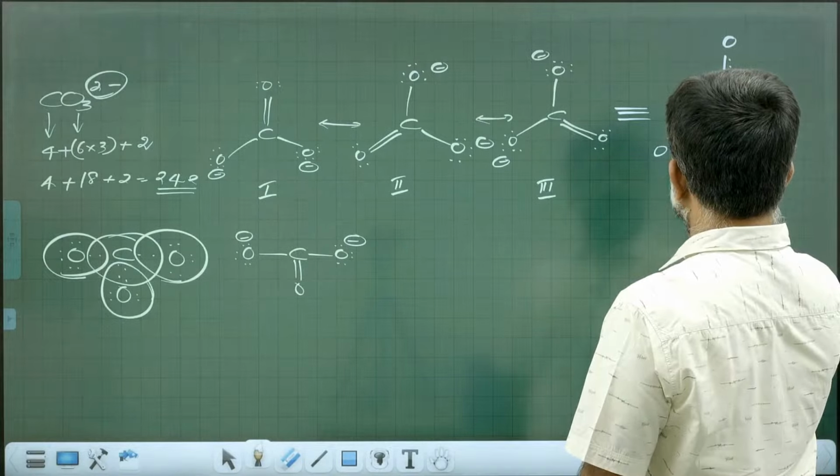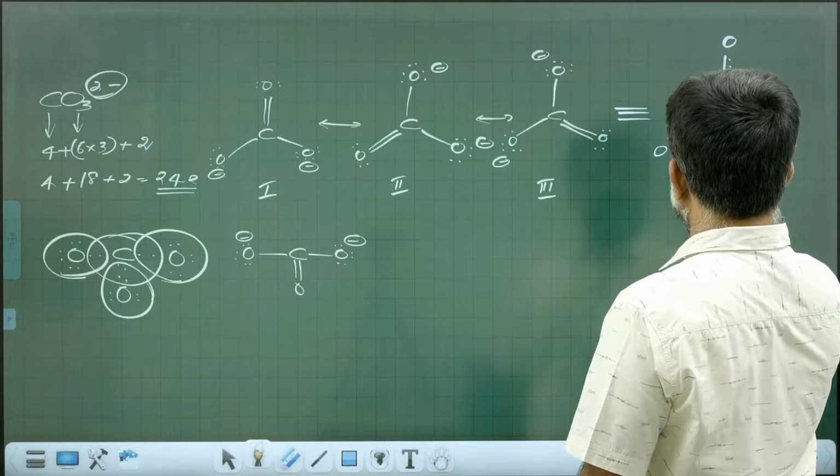So that means, sir, the bonds are identical in character? Exactly. The carbon-oxygen three bonds are identical. The carbon-carbon six bonds are identical, equal in length, equal in character. That is resonance. Resonance averages the bond characters, and there are a lot of molecules which are able to perform resonance.